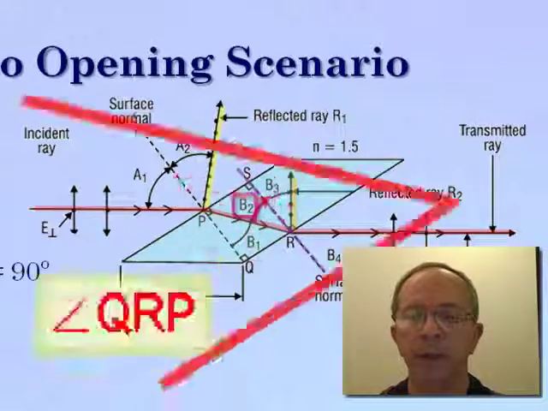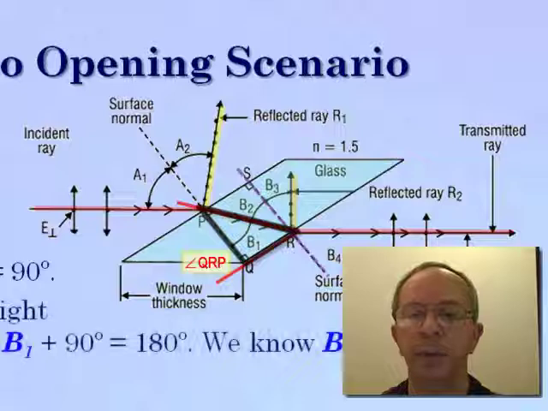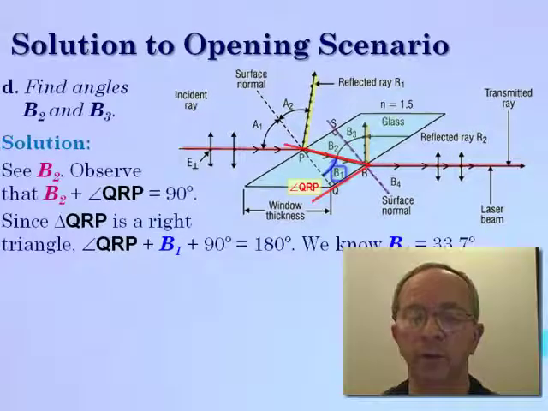Look at B2, and you'll notice that B2 is part of a right angle formed by the normal and the glass surface. The other part of that angle is angle QRP. Well, QRP just happens to be part of a triangle. We've seen that triangle, and it's got angle B1 in there that we just measured. We just determined B1 to be 33.7 degrees.